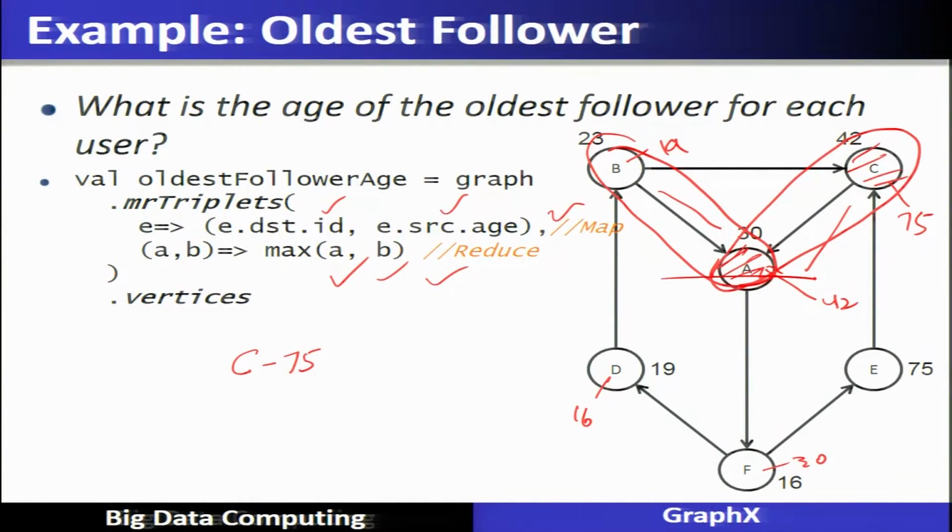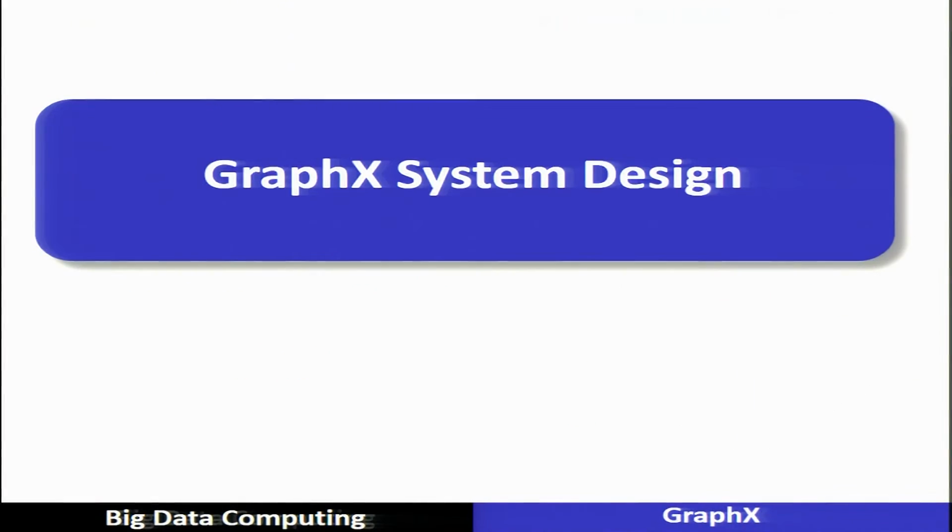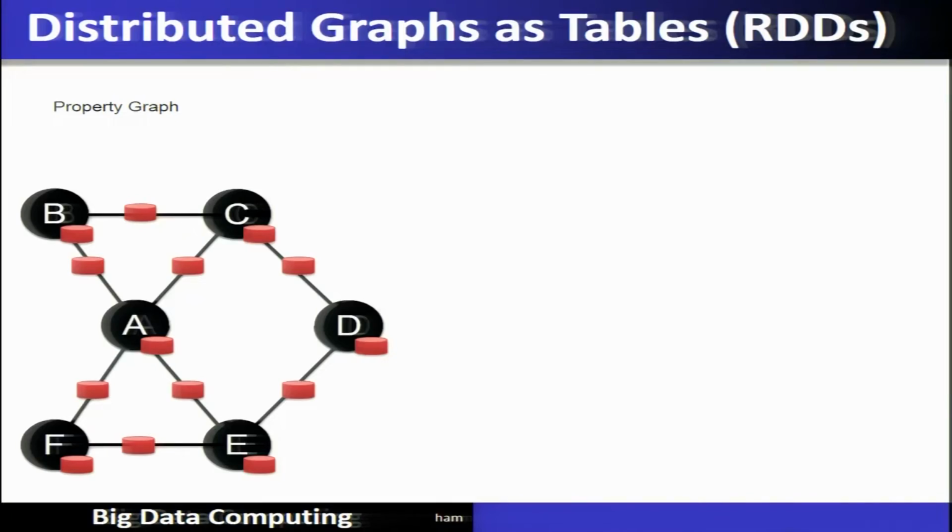And this way you can see that using triplet it will be a very simple program to find out these details. Let us see the GraphX system design details. Now as we have seen, the graph is represented as a property graph, which is nothing but distributed tables, and these different aspects, that is the vertices, edges and property tables, are represented in the form of RDDs. Let us see how this distributed graph is internally managed in GraphX.